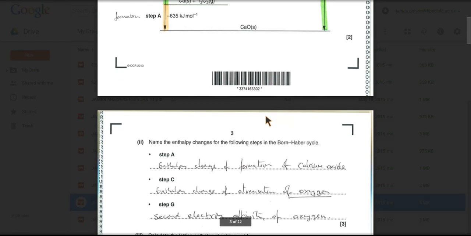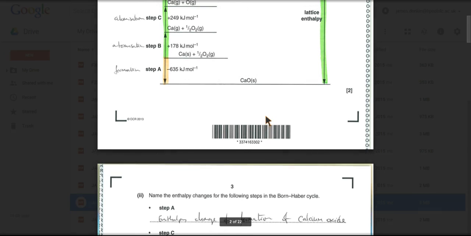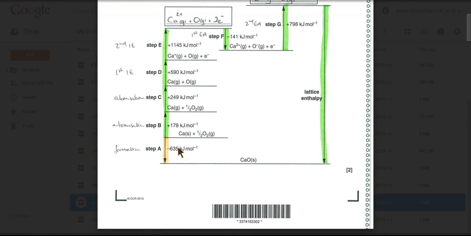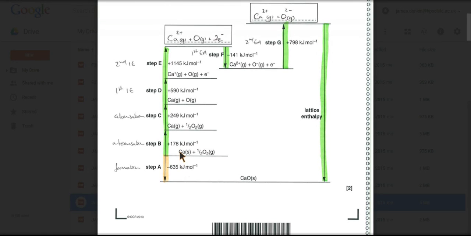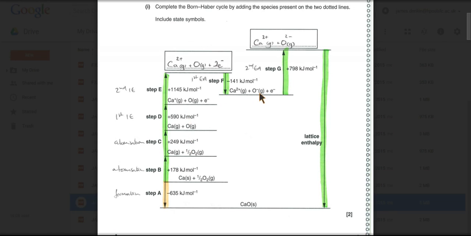There it is there: name those steps. So step A, C and G. Let's go back to the cycle. A is the enthalpy change of formation of calcium oxide. C is the atomization of oxygen. And G, look at what's changing: O- gas to O2- gas. So that is the second electron affinity of oxygen.